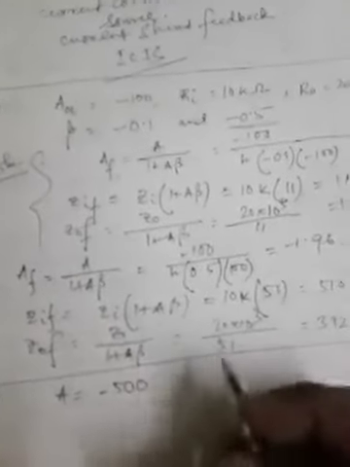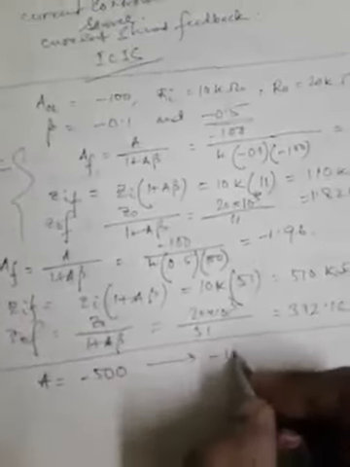Now, let us move on to see the next problem. An amplifier has a voltage gain of minus 500, A equal to minus 500. This gain is reduced to minus 100. It is reduced when negative feedback is applied, because we have seen that with negative feedback gain is reduced.